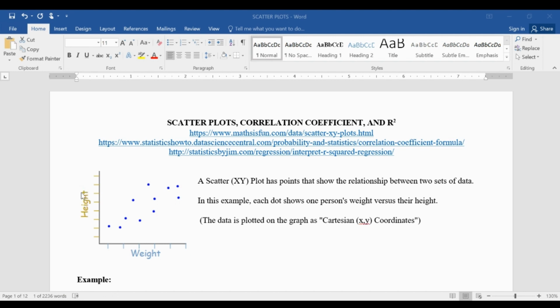And on the y-axis, we always have the independent variable. The x-axis is the dependent variable. We never do a dot to dot and connect the lines. We never do a bar graph. We set up the graph, and then we do the scatter.